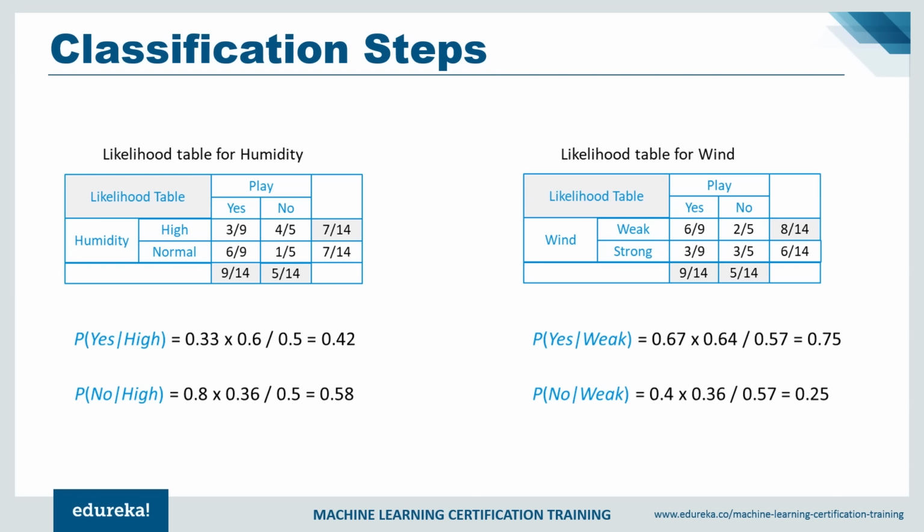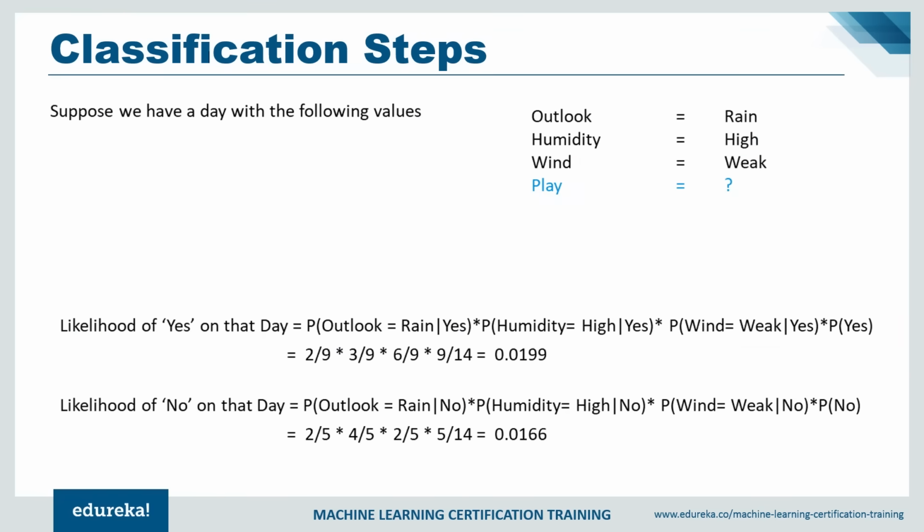For humidity, we're going to check the probability of yes given humidity is high, and the probability of playing no given the humidity is high, and we're going to calculate it using the same Bayes theorem. So suppose we have a day with the following values: the outlook is rain, humidity is high, and wind is weak. Since we discussed the same example earlier with the decision tree, we know the answer. But let's not get ahead of ourselves, and let's try to find the answer using the Bayes theorem.